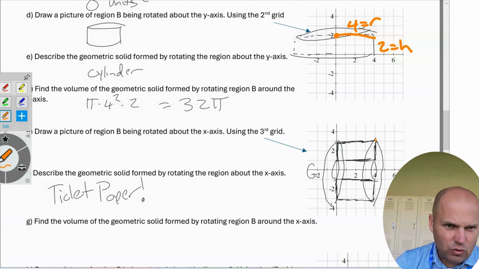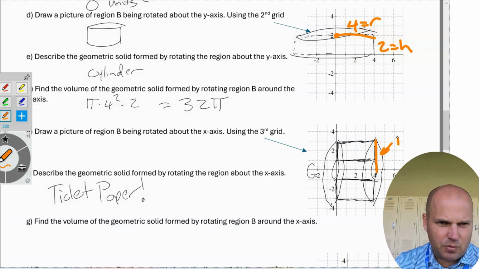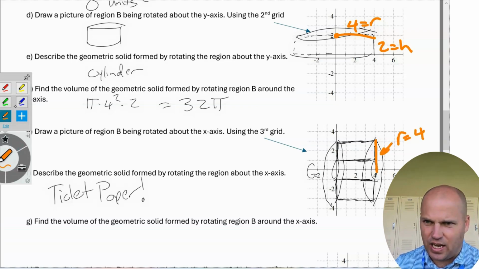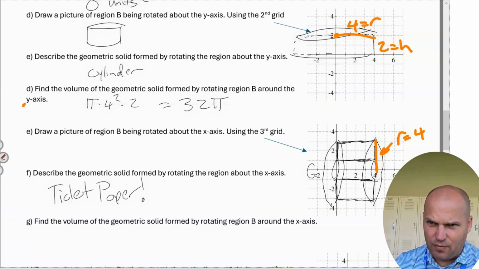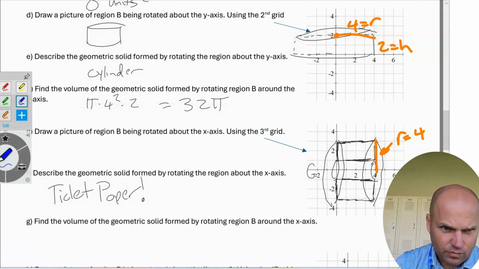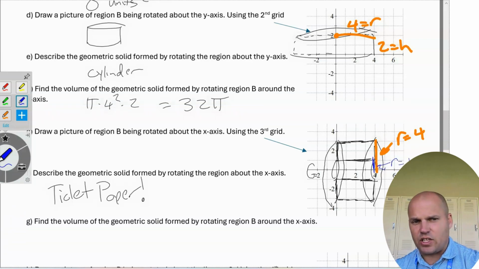Where we actually have two radiuses. We have this length, which is 4, and that becomes a radius that goes to the outside. And then we have this length here, which is 1, which is actually like a radius on the inside.